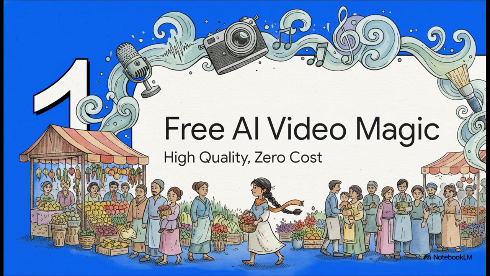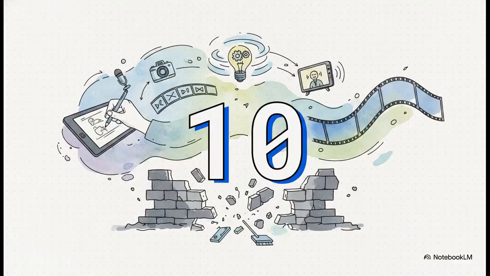All right, kicking things off with Section 1, Free AI Video Magic. High quality, zero cost. 10. I want you to really keep that number in mind because 10 minutes is the foundation of our explainer today. We're looking at a case study called Vanya in the Market. Imagine a beautifully colorful animated scene of a girl named Vanya walking through a bustling local market, complete with a perfectly synced voiceover, background music, and ambient sound effects.